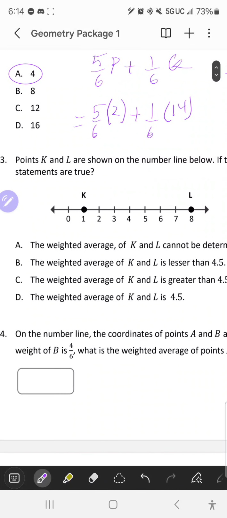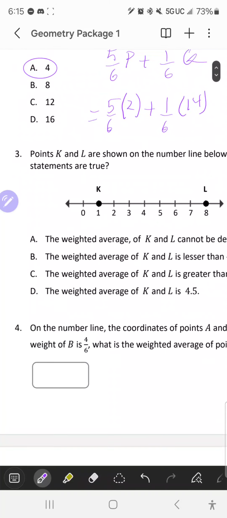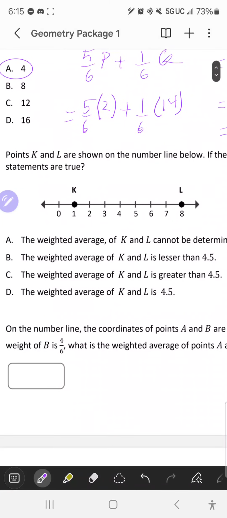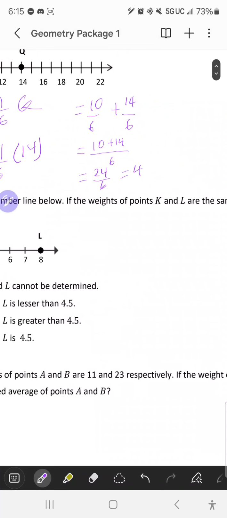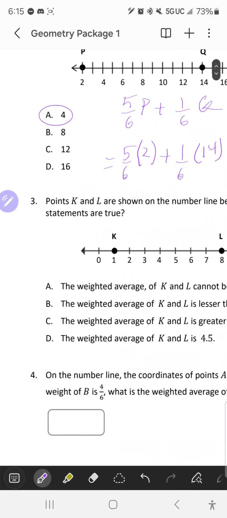Now, this is more than a tricky question since our answer choices are not numbers, they are sentences. So it's always going to confuse us. But as you can see, they also contain numbers. So maybe let's read it and see what we need to do. Points K and L are shown on the number line below. If the weights of points K and L are the same, which statements are true?